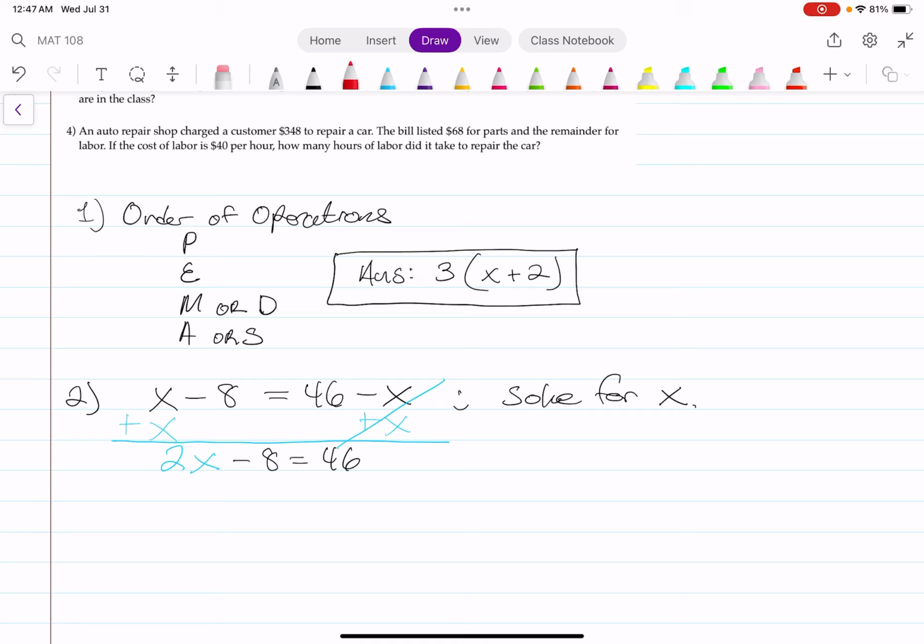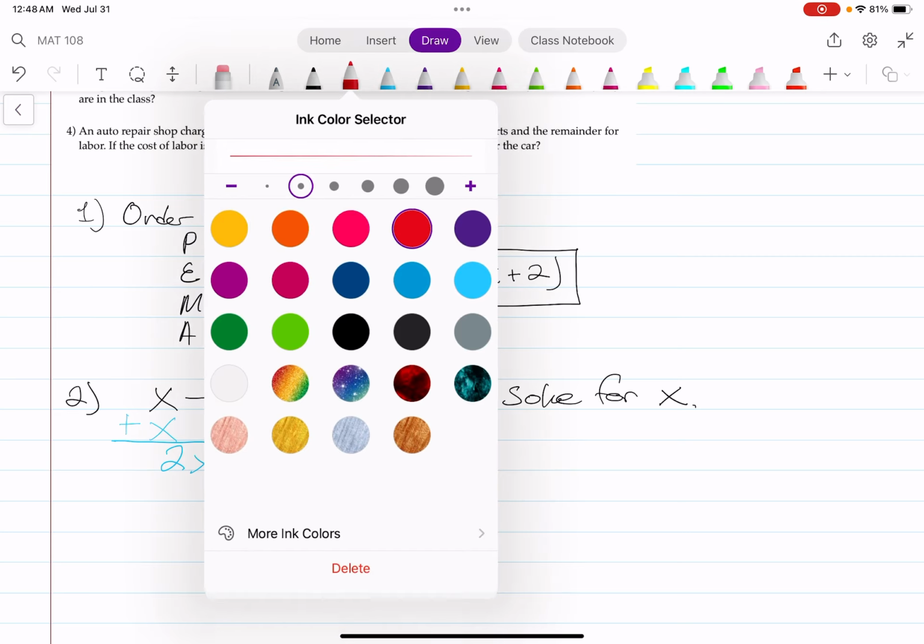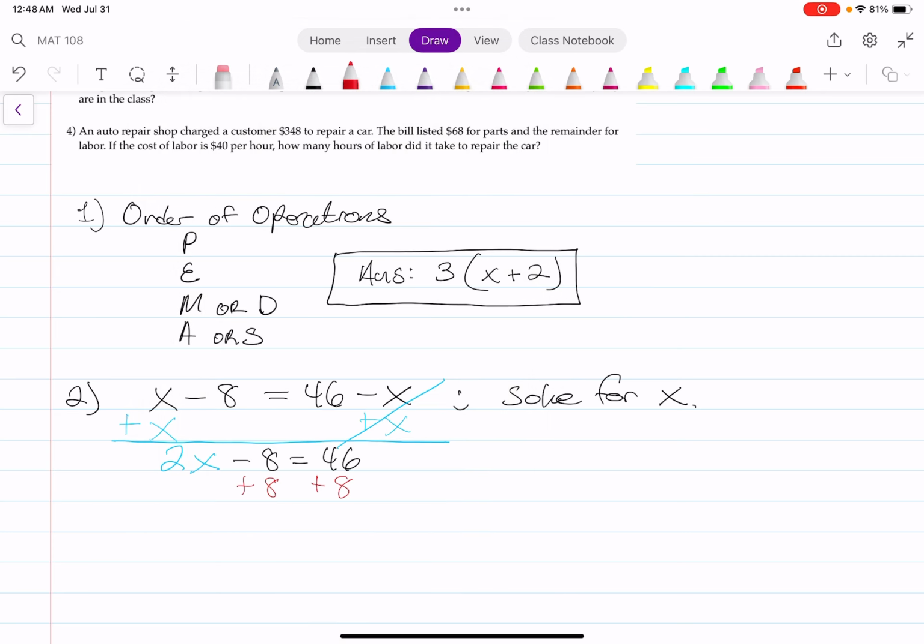I want my constant on the right side, so I'm going to do the inverse operation. The operation between 2x and 8 is subtraction. I want to move that 8 to the right side. So the inverse of subtracting 8 is to add 8 to both sides. When you're solving equations, you're doing the inverse operation, so that means you're doing PEMDAS in reverse. The 8's cancel, so now we're left with 2x on the left side, and that's equal to 46 plus 8. That is going to be 54.